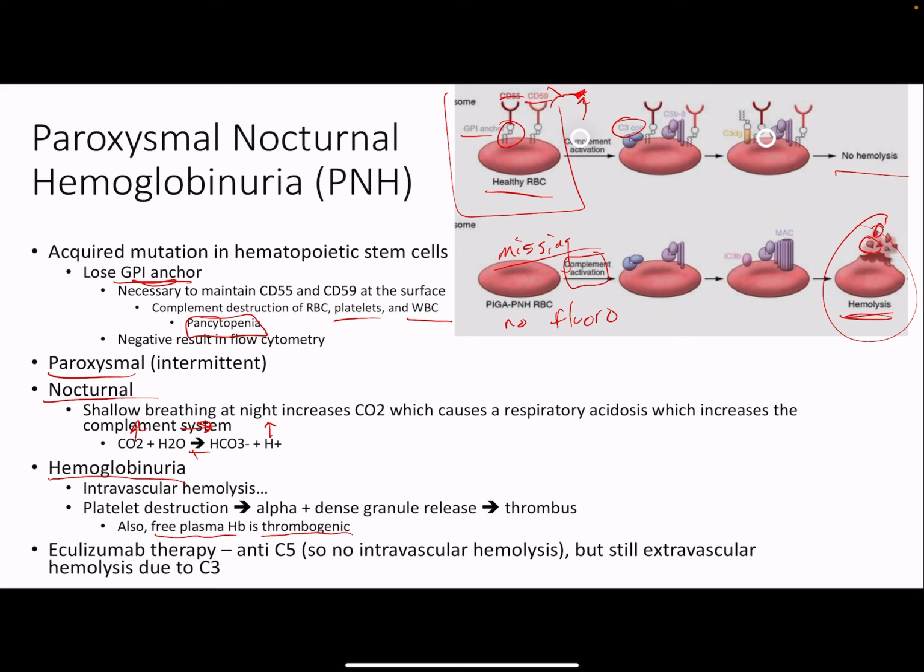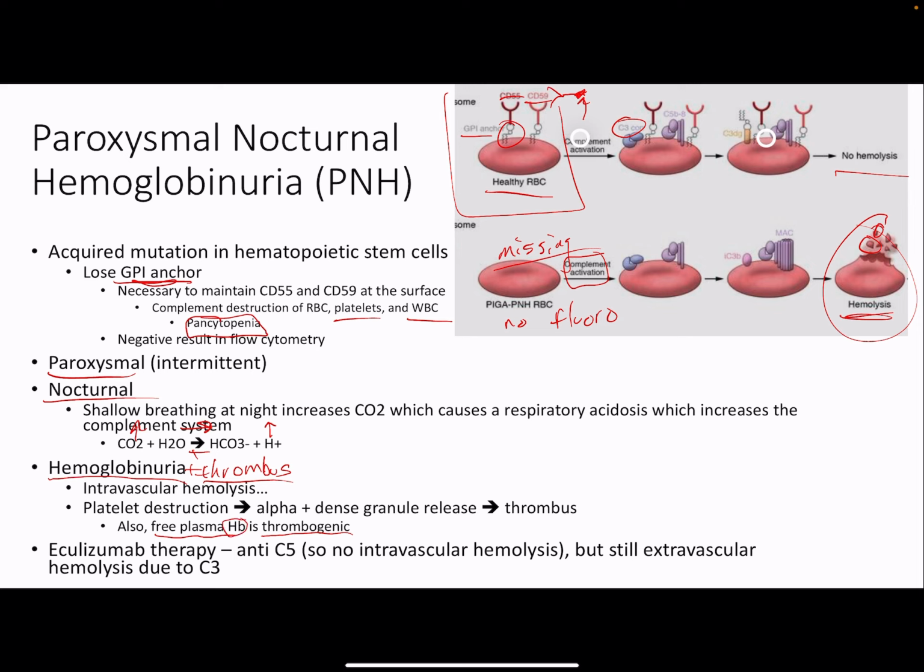urine. On top of this, though, why I got confused a little bit is this should also say thrombus. So these are two separate things. You're going to have hemoglobin in the urine, and then you're also going to have thrombus. The thrombus here is because the plasma hemoglobin is also thrombogenic.